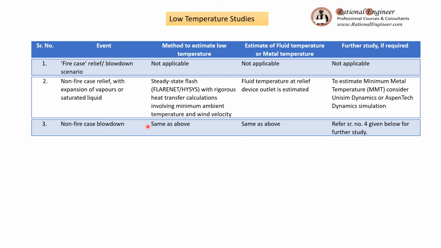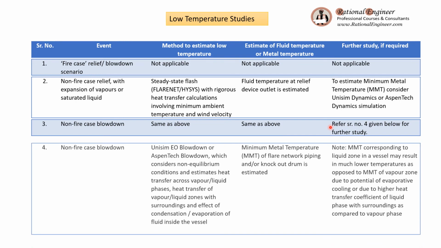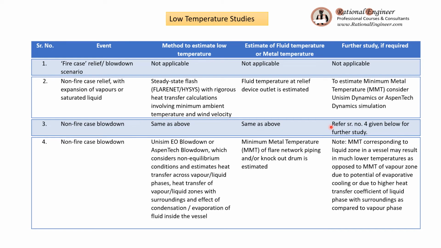As an initial estimate, you can estimate the fluid temperature using a steady state flash by means of Flarenet or other process simulation software, which will help you to estimate the fluid temperature. However, if you are interested to estimate the minimum metal temperature, then you have to look at the next option for a blowdown case. You can use Unisim EO blowdown or Aspen Tech blowdown, which considers non-equilibrium conditions.